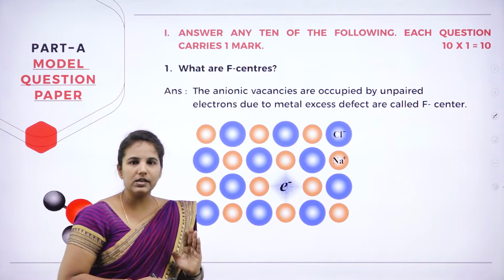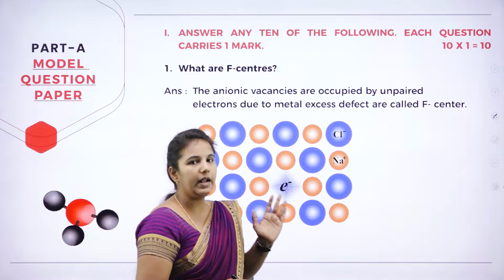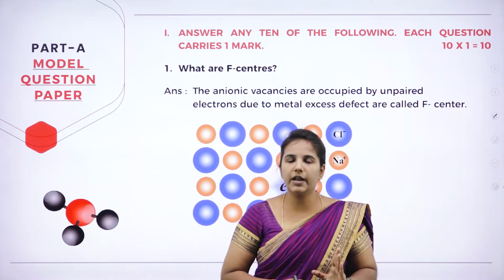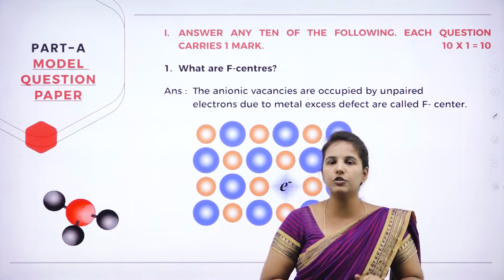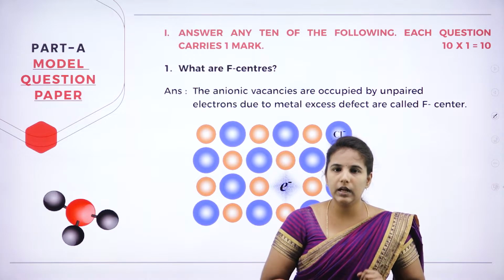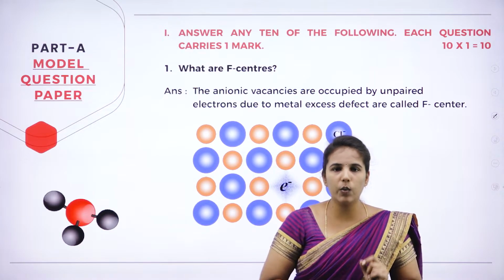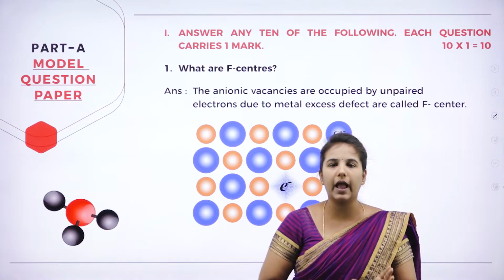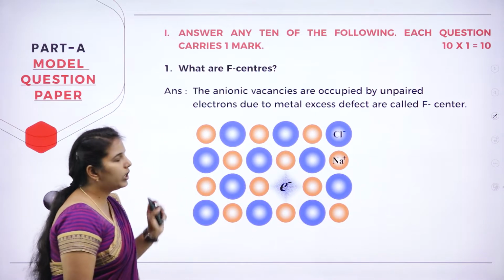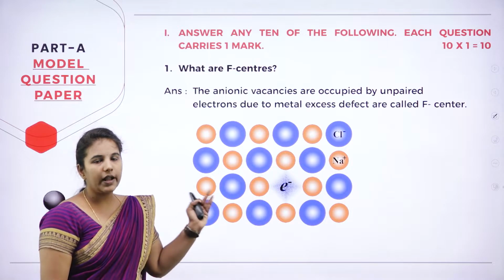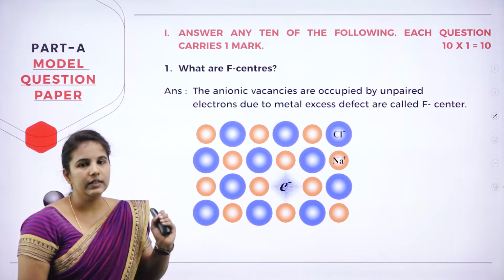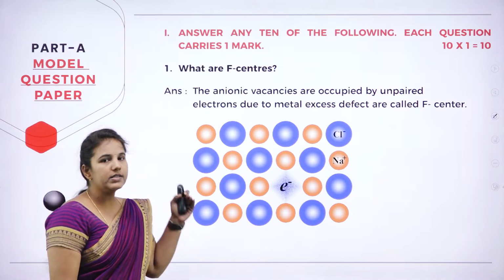Now we will discuss only part A and part B questions. If I go with part A, I already told you that there will be 15 questions. You need to attend only 10 questions in one word or one sentence. Each question will carry 1 mark. So the first question goes like this: what is an F center? Again, this is a question from physical chemistry, the first unit, the solid state. So what is an F center?